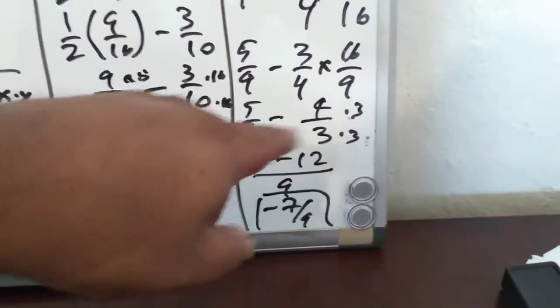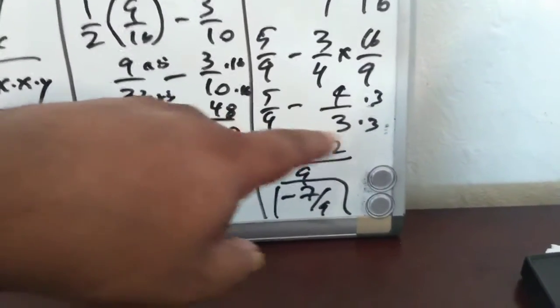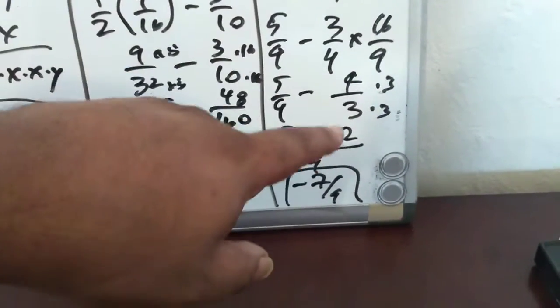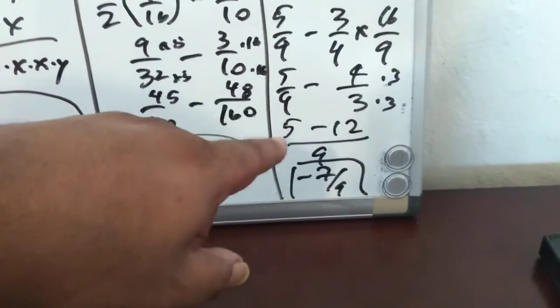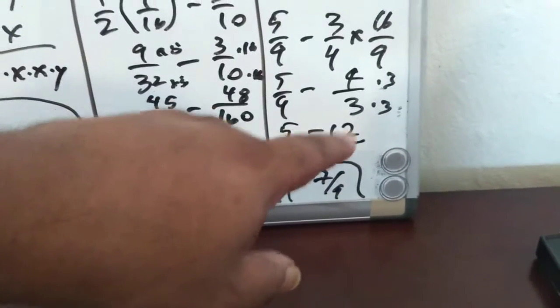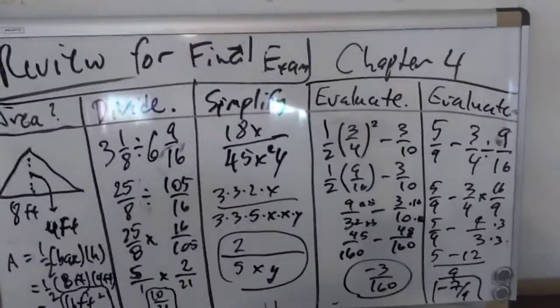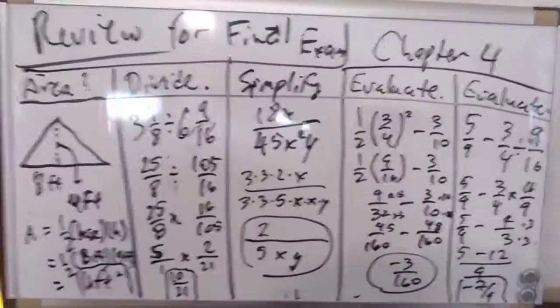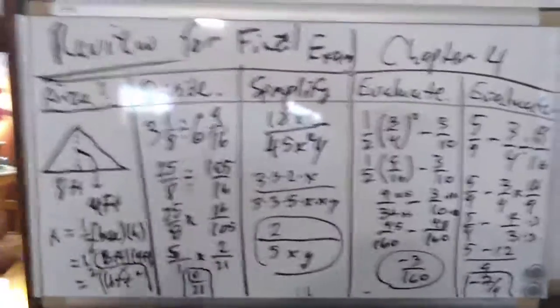Well, that's the LCD stuff. The LCD of 3 and 9 is 9. So I have to multiply this by 3, that by 3. So I'll get 12. This didn't change. So 5 minus 12 is negative 7 over 9, and that'll be the answer. So that's your answer, y'all. There you have it. This is the hardest stuff you need from fractions from chapter 4. If you understand this, you're well on your way for your final for me for spring 2020. Good luck. And that's all we got.